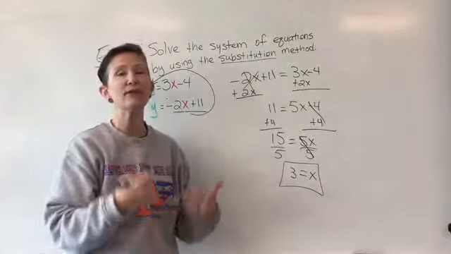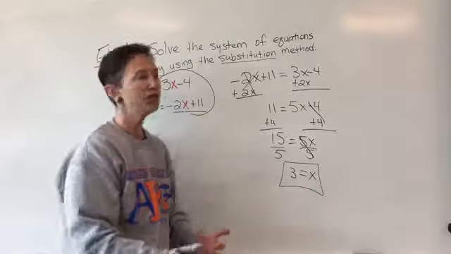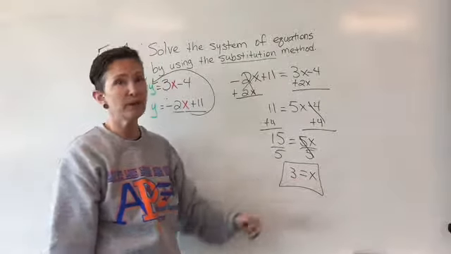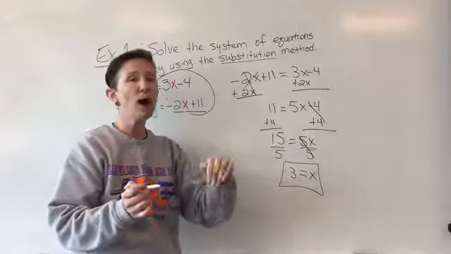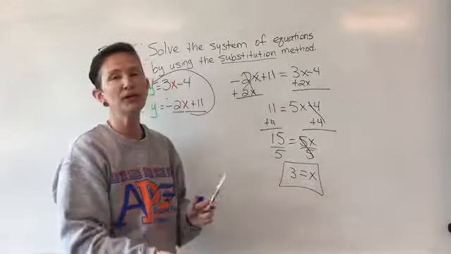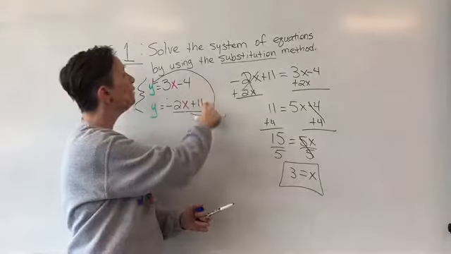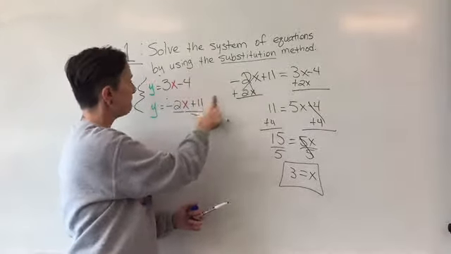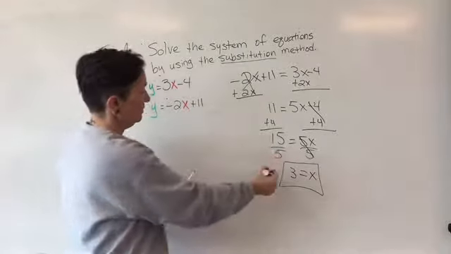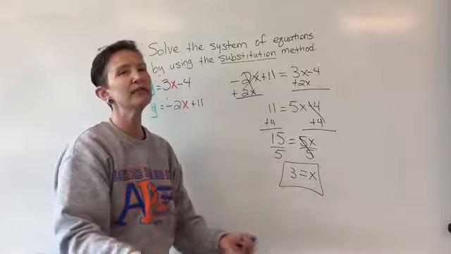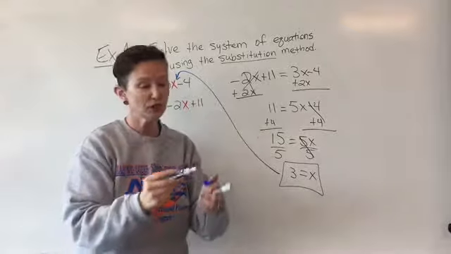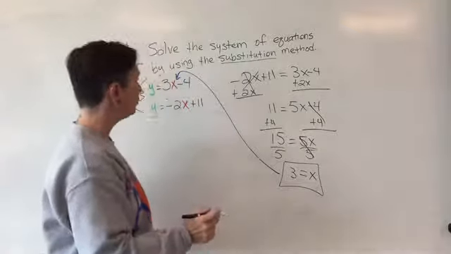Now, we must have a coordinate as our solution if there's a solution to this system. So far, 3 is my x value. In order to find my y value, I'm going to take what I just found, x is equal to 3, and substitute that back into either one of these equations for my original system. Again, it makes no difference. Whichever one looks easier to you is fine to use. I'm simply just going to sub that into the first equation.